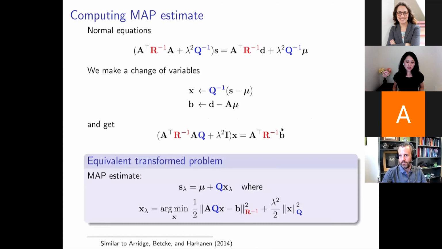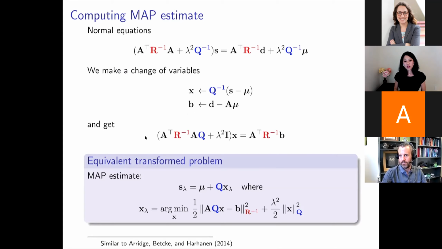So what we did was we looked at the normal equations that correspond to the optimization problem that we need to solve. And we're going to do a different kind of change of variables. This was the normal equations, and we did a change of variables where we set X to be Q inverse times S minus mu. So I subtract off the mean. And then I also have to do a shift in my right-hand side, in my observation. So rather than D, I subtract off A times the mean. And so we can see that the normal equations is equivalent to this system here.